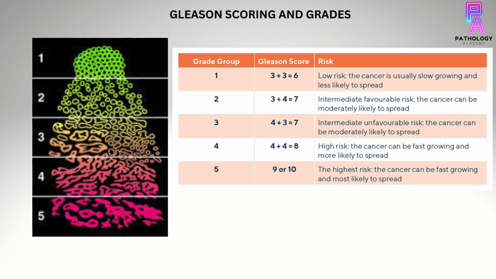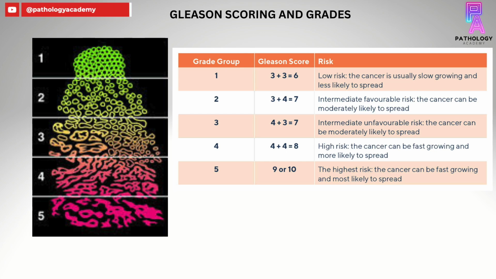When the Gleason score is 4 plus 4 is equal to 8, high risk is there and the cancer can be fast growing and more likely to spread. And when the grade group is 5 and the Gleason score is 9 or 10, there is highest risk of the cancer to be spreading fast and it is very likely to metastasize.